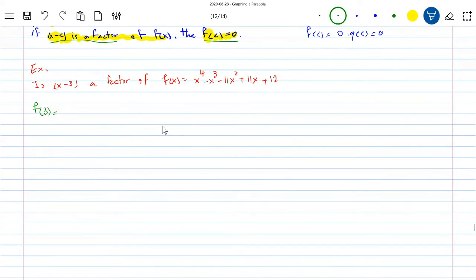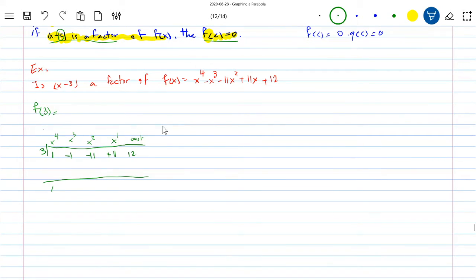So what do we do? Again, you can calculate either way, by replacing 3 into the function, or you can go through synthetic division. Either way is fine. I'll show you both ways. The coefficients are 1, negative 1, negative 11, positive 11, and 12. These are the coefficients, in order, of x to the 4th, x to the 3rd, x squared, x to the 1, and this is the constant term. These are given, and 3 is the value that we want to calculate, f of 3, the constant c in the factor theorem.